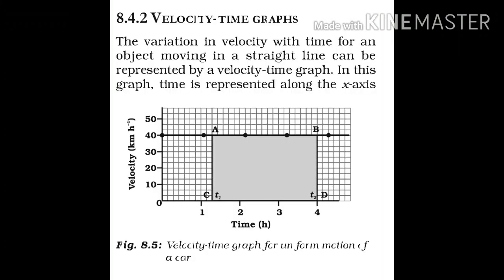Now we will study the velocity time graphs. The velocity time graph for the uniform motion of a body is a straight line, that is AB, which is parallel to the time axis. I would like to give you very important information regarding this: the area enclosed under a velocity time graph gives the displacement.